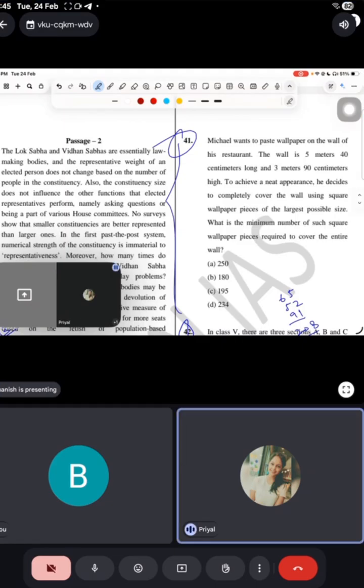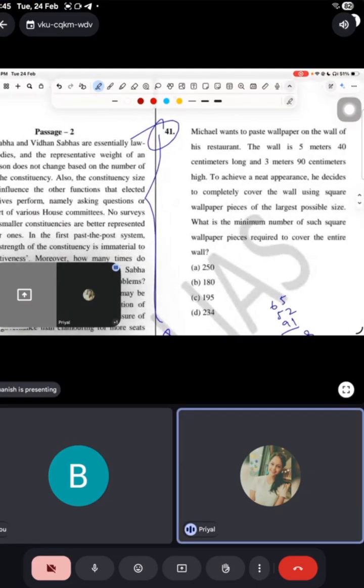Question 41. Michael wants to paste wallpaper on the wall of his restaurant. The wall is 5 meter 40 centimeter long and 3 meter 90 centimeter high. To achieve a neat appearance, he decided to completely cover the wall using square wallpaper pieces of the largest possible size. What is the minimum number of square wallpaper pieces required to cover the entire wall?